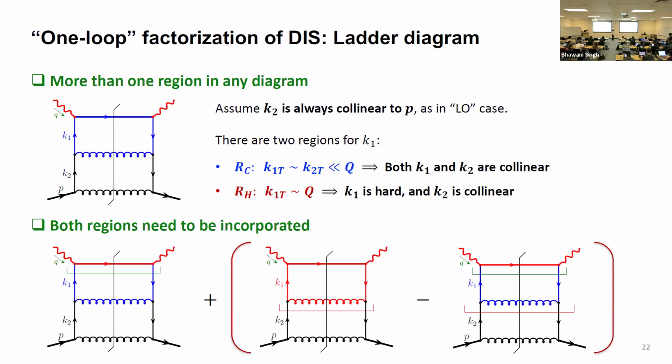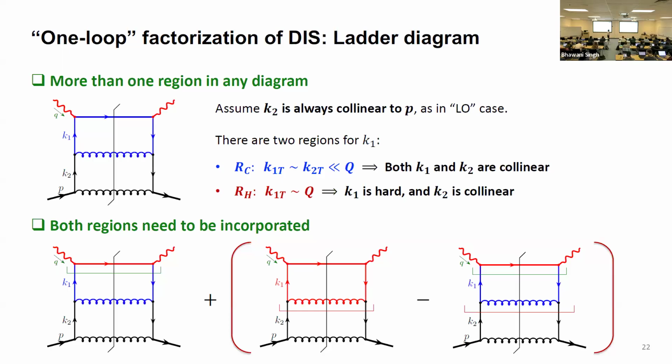So if you naively look at this diagram, if you want to factorize this, the first question that pops up is, where should you factorize, right? Should you factorize here or should you factorize here? They are both possible, but they depend on which region the upper momentum K1 lies in. So if K1 is collinear to K2, then all these lines, K1 and K2, are collinear, so they need to be factorized to the bottom part. And that's what we do here.